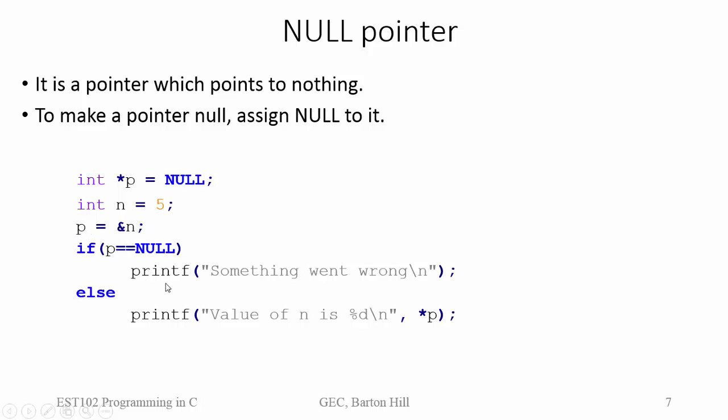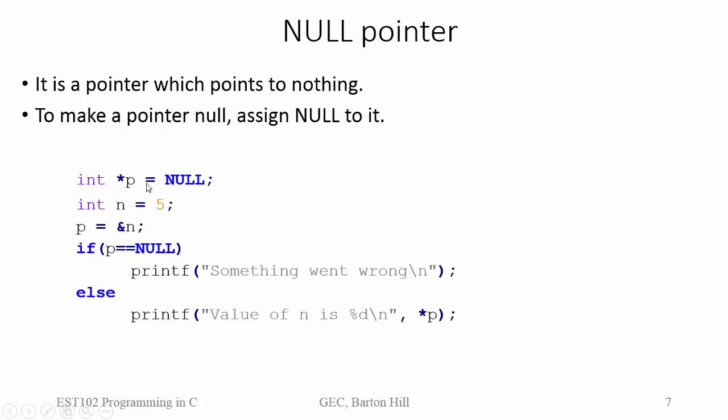In that case we can just print that something went wrong, and if p is not equal to NULL, or p == NULL is false, which means that this statement has worked correctly, then we can print the value stored in the address which is actually stored in p. Okay, that's why it is given as *p. *p means value at the address in p, and p contains the address of n, so it will print the value stored in n, which is 5.